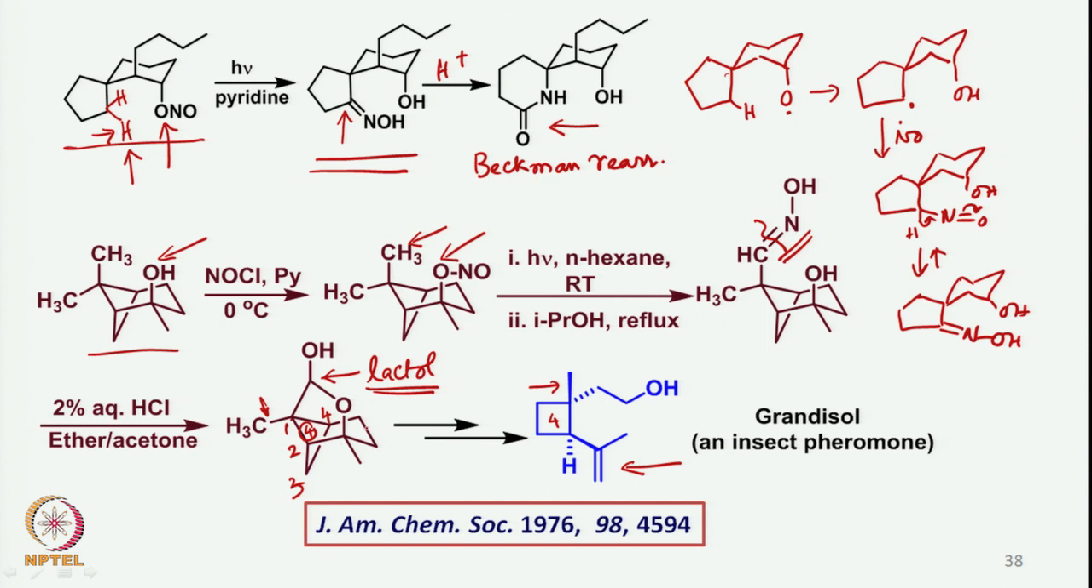then the other part of the molecule is eventually transformed into these particular side chains. And this is a molecule known as grandisol, which is an insect pheromone that has been synthesized by using this Barton's photolytic reaction of functionalizing at the unfunctionalized carbon atom. So basically it was dependent on the functionalization of this particular molecule at this methyl group at an unfunctionalized carbon.